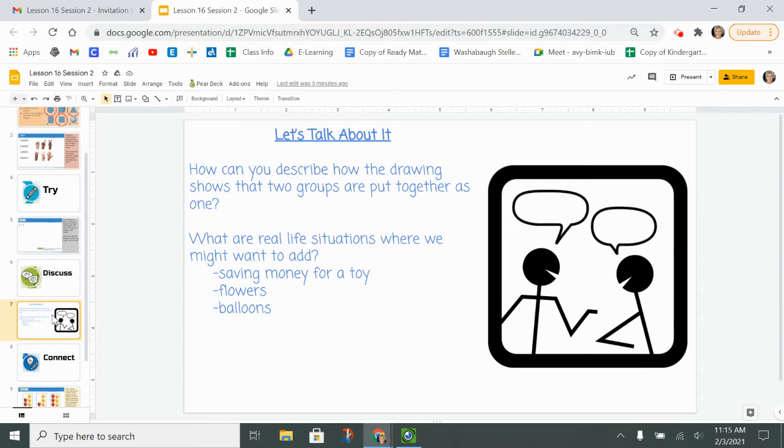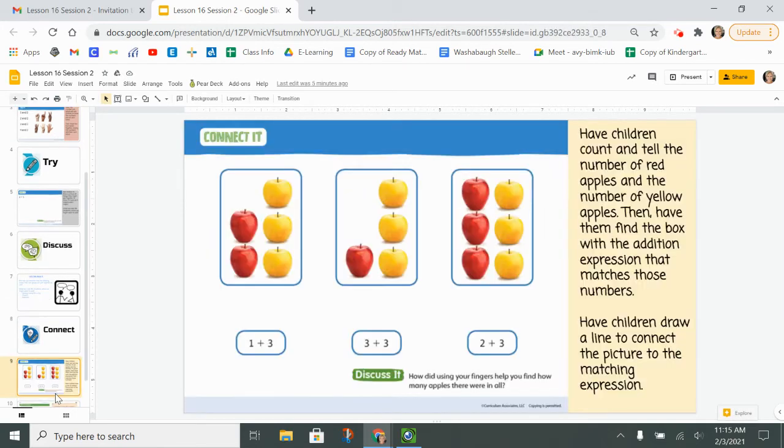Maybe you're going to a birthday party or you're planning a birthday party and you need to see how many more balloons you need or how many you have. Maybe you have two blue and three green. So all together, you would have five. So that's something you could talk about at home with a friend or an adult also. Sometimes in life you might add. Okay, go ahead and turn the page now.